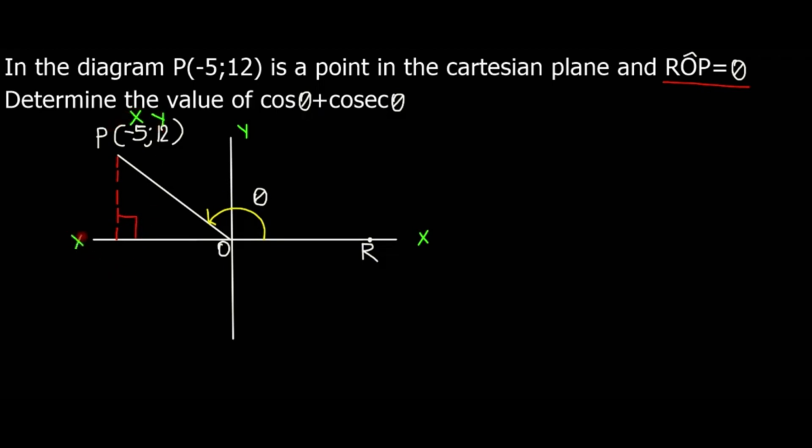On the x axis you only have minus 5, and for y you only have 12. So the only thing you are looking for is r. So you use the theorem of Pythagoras to find r, and then answer this question. So it's straightforward. Do it on your own. And that's it for this tutorial.